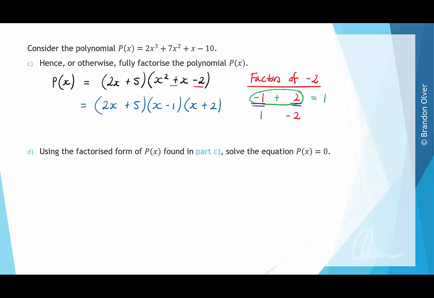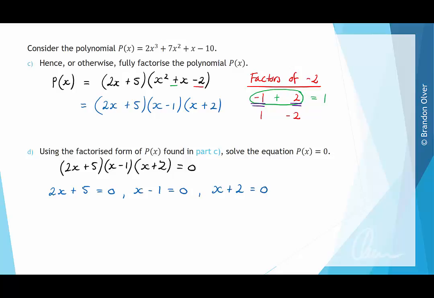For part D, we're going to use the factorized form of p of x found above to solve the equation p of x is equal to 0. If p of x is equal to 0, that's the same as 2x plus 5 multiplied by x minus 1 multiplied by x plus 2 being equal to 0. So using the null factor law, we can say that 2x plus 5 must equal 0, or x minus 1 equals 0, or x plus 2 is equal to 0. Each of these is just a linear equation, so we solve it by undoing.